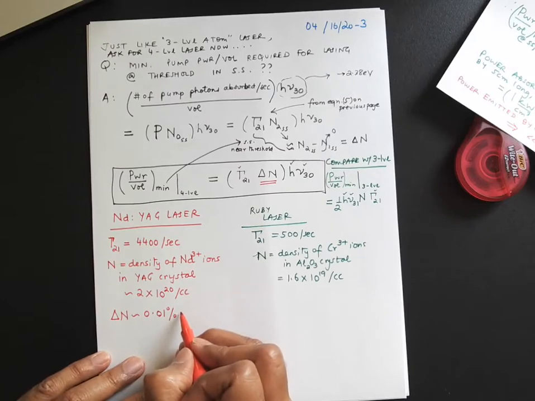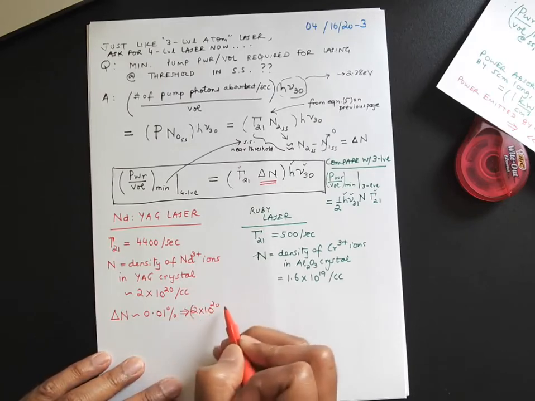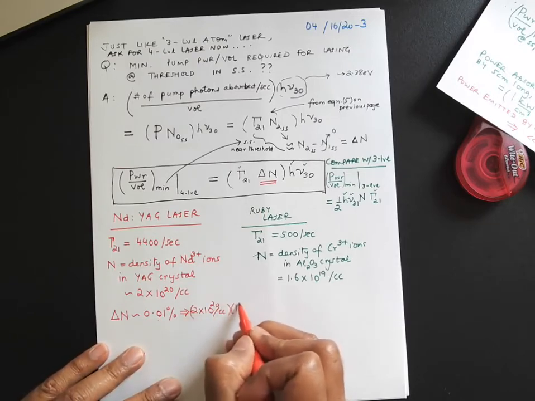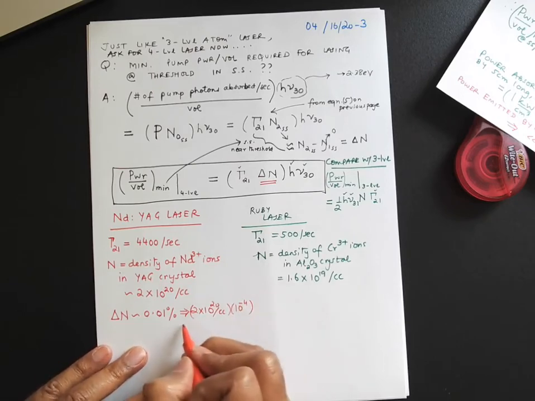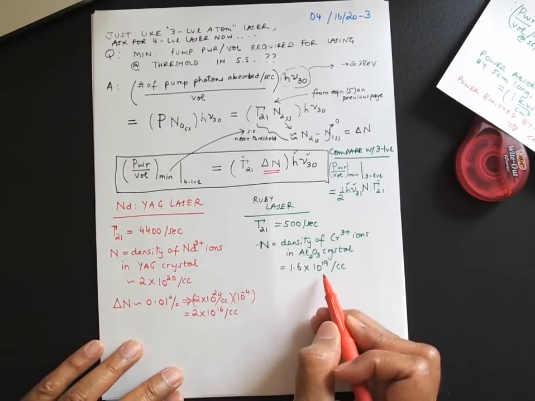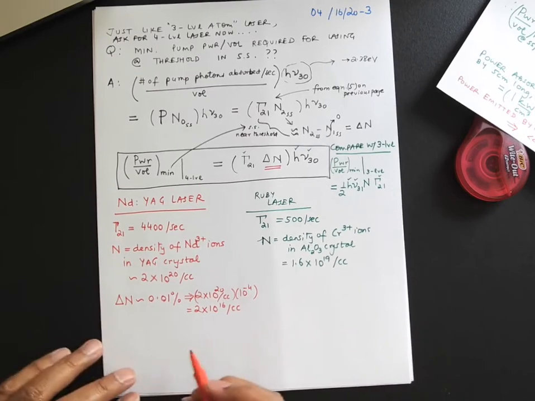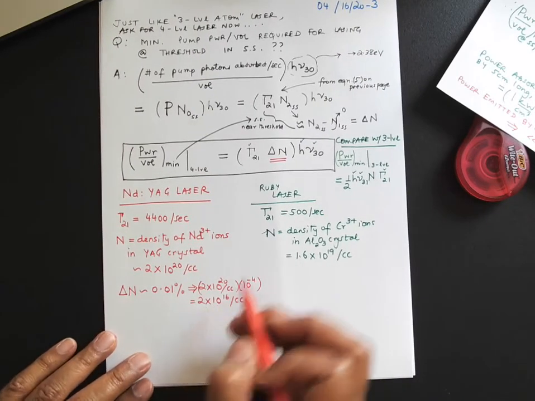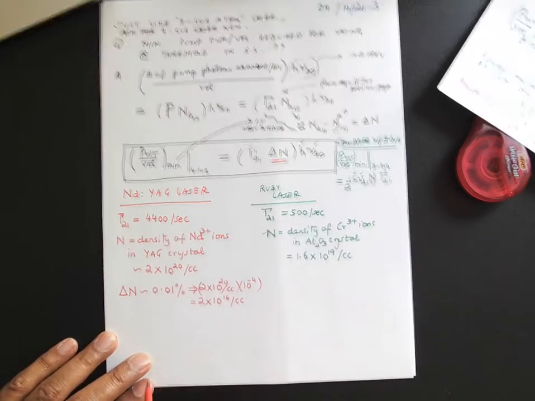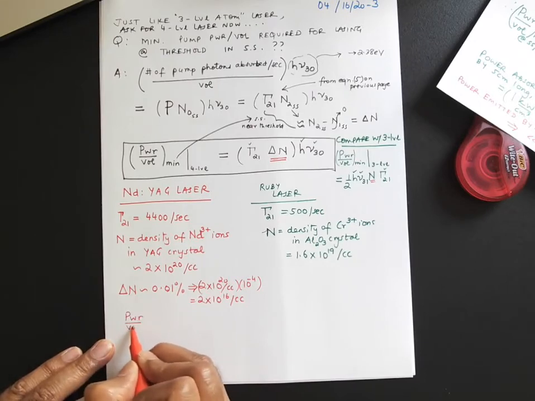So this becomes 2 times 10 to the 20 per cc, multiplied by 0.01%. So that's 10 to the power minus 4. And so this is 2 times 10 to the 16 per cc. Much smaller than the N of the chromium. And that's where you win, because this delta N is much smaller than the N that was used in the 3 level. So there you have it. So now the numbers, that's just a matter of plonking in the numbers.